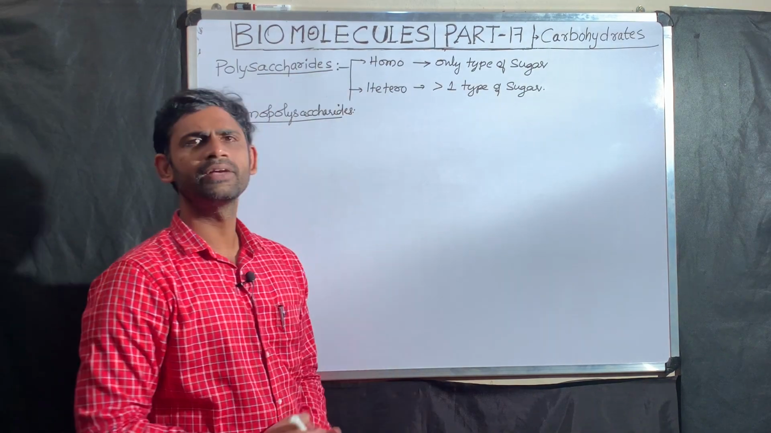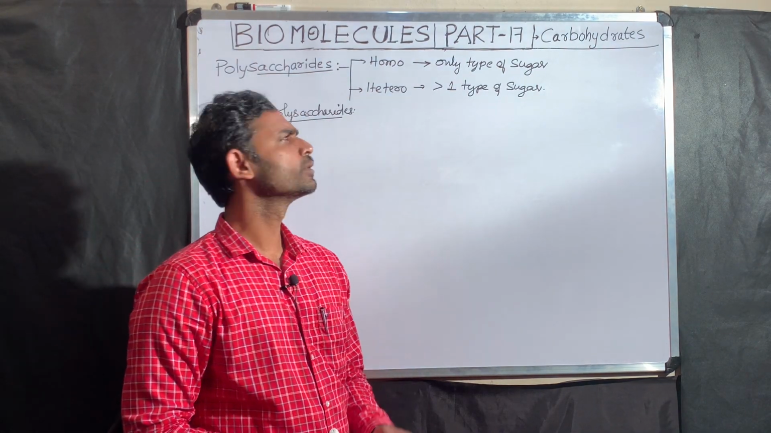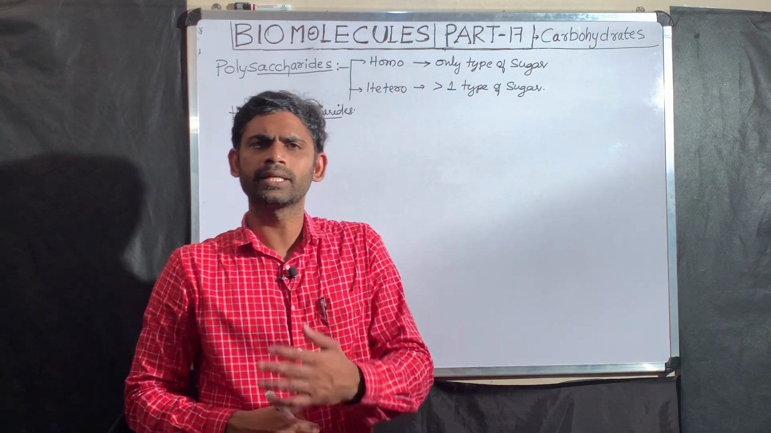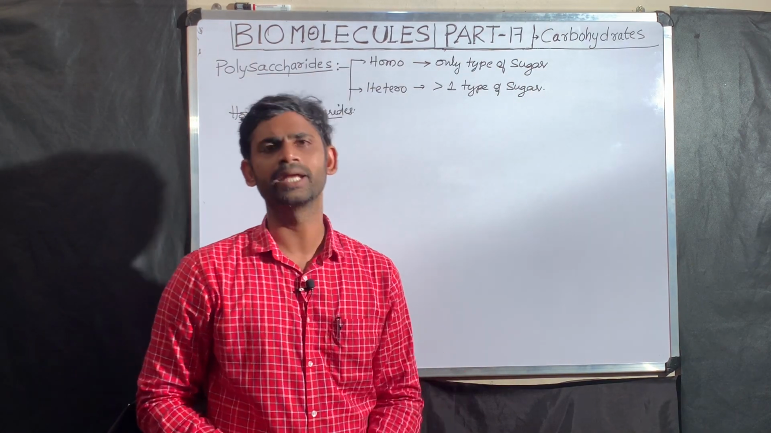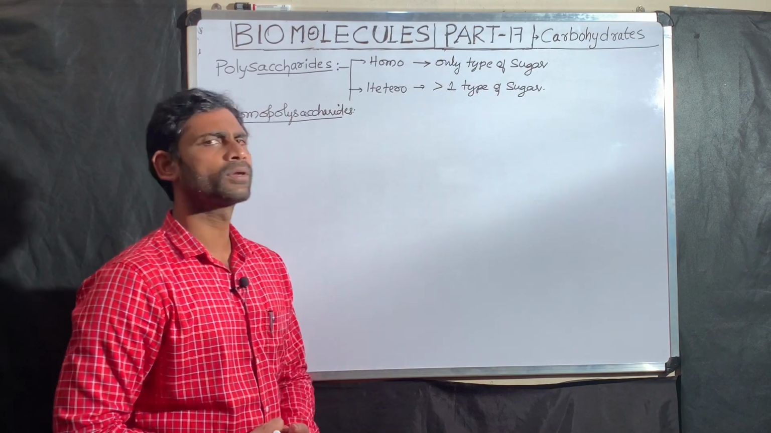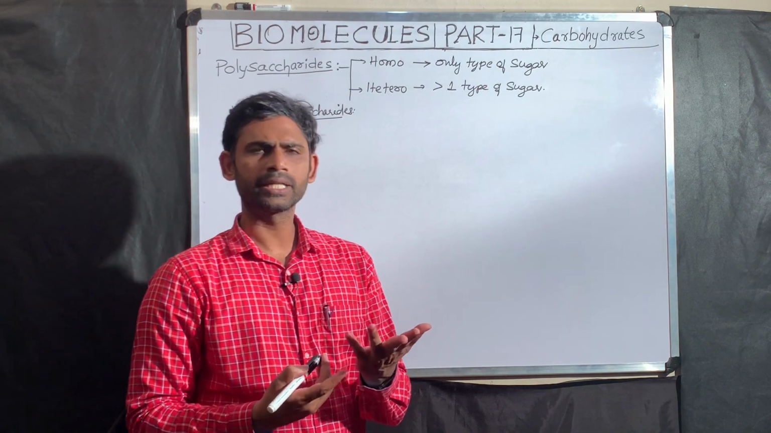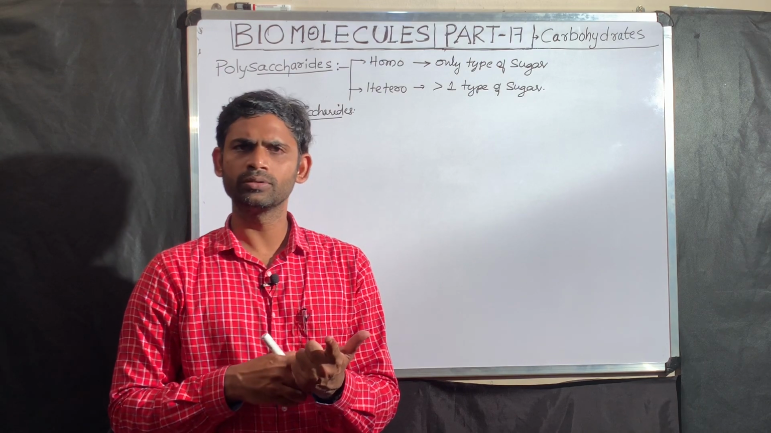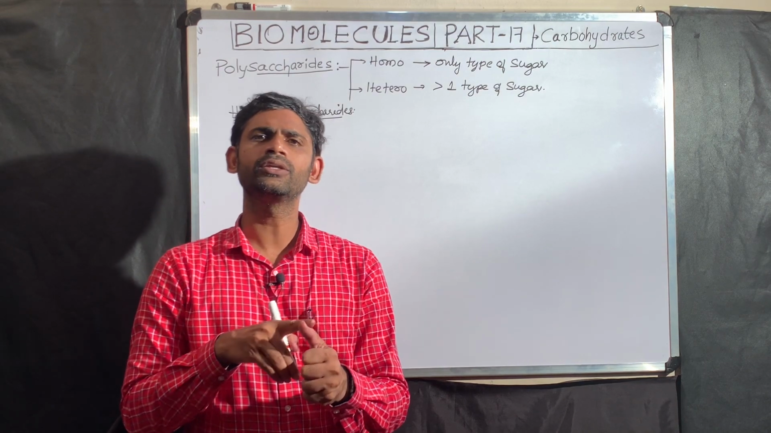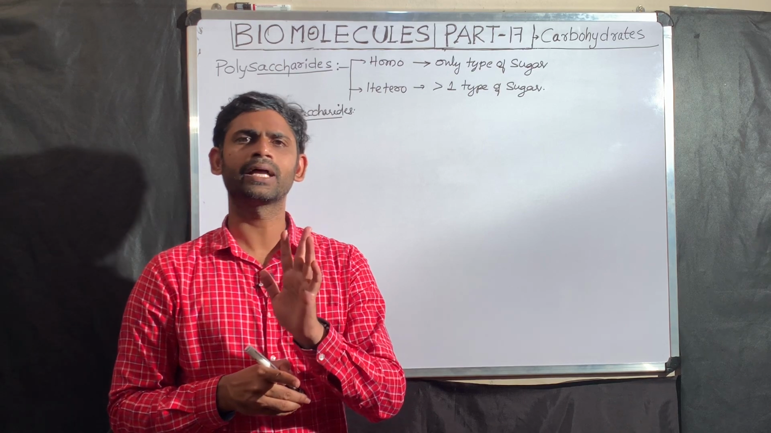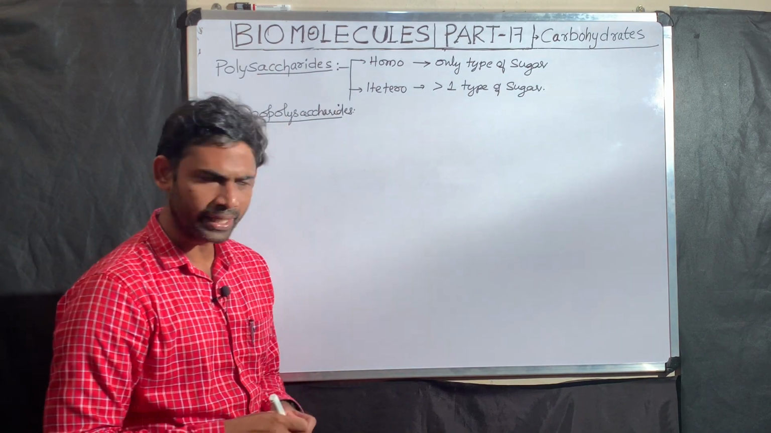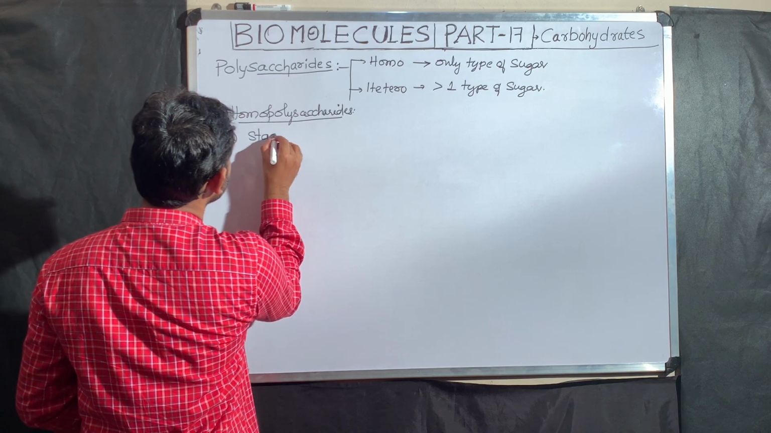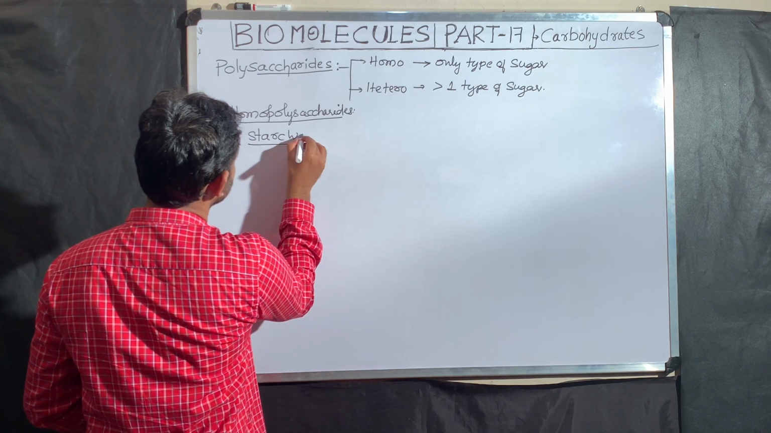So, what is the definition of homopolysaccharides? Homopolysaccharides are made up of only one type of monosaccharide. What are the examples for homopolysaccharides? They include starch, glycogen, cellulose, chitin and inulin. There are 5 examples that come under homopolysaccharides. Now first I am going to explain about the very famous one, that is starch.